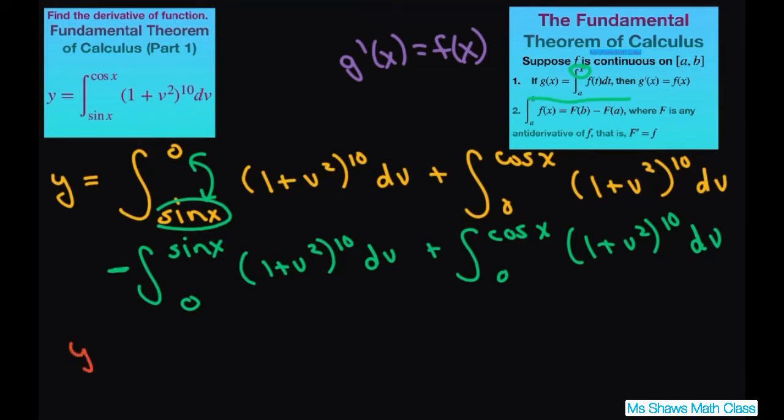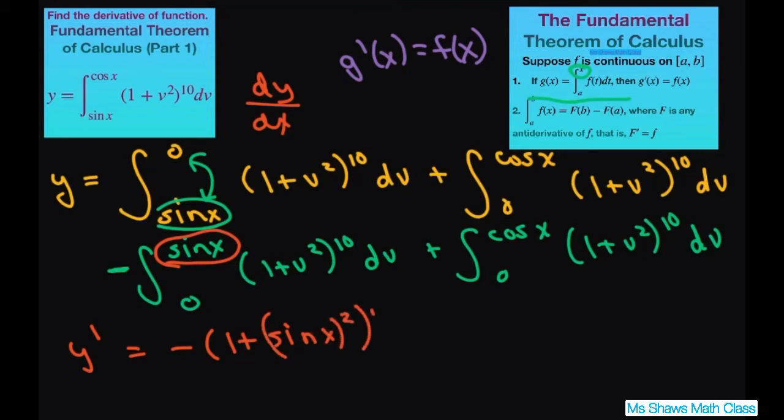So y prime, or the derivative of y with respect to x. What you're going to do is put the negative, and we're going to put 1 plus, and you just put your upper limit down. So sine x squared to the 10th, and times the derivative of sine of x with respect to x.